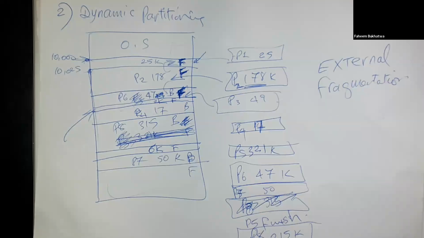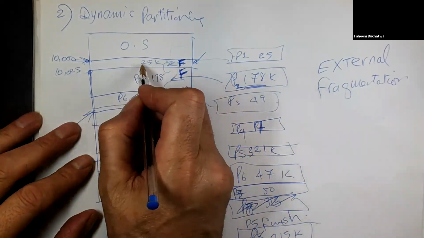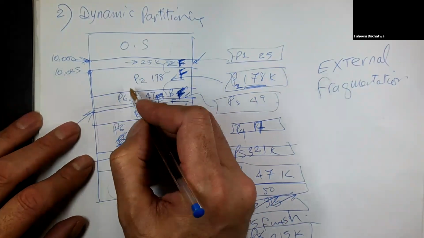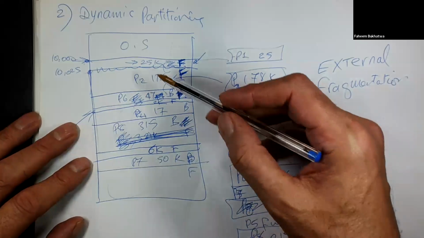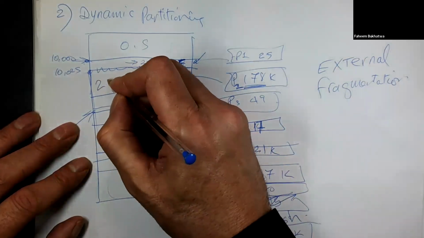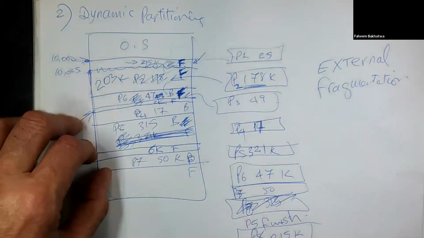Okay, do you see the idea? It's like you have two rooms, one next to the other, and you knock the wall between them. So now you have one room, but it's bigger than the two of them. How big? It's the size of the first one plus the size of the second one. So in this case, we have a block here that's exactly 25K, it's free, and this block is 178K. So we join them into one block. How big is this block going to be? 178 plus 25. 203? So now the new block is going to be 203.